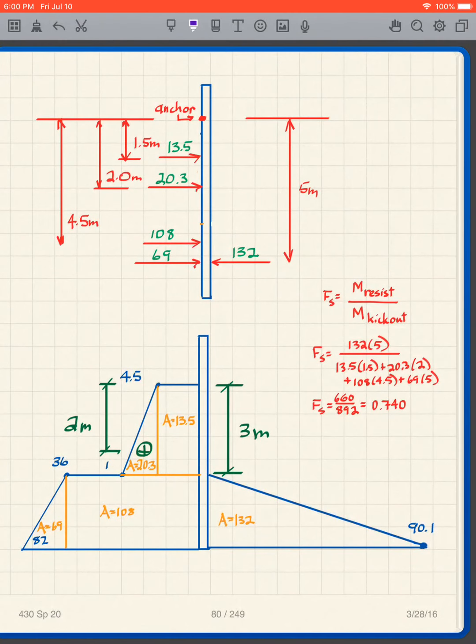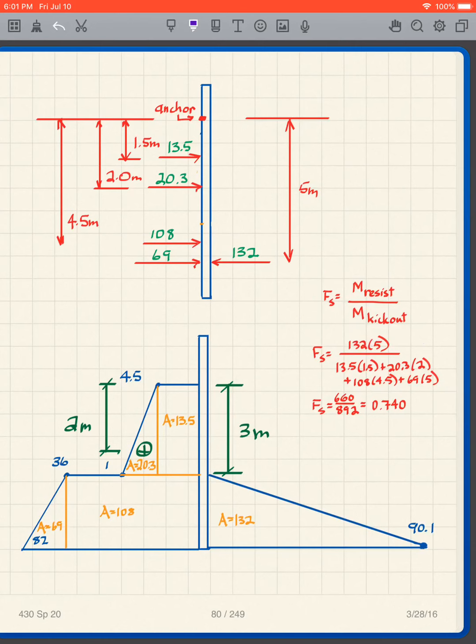Okay, I want to do one last calculation with this problem, and that is to find the factor of safety in a different way. It's going to be defined in a different manner in the sense that, well, it'll still have the same equation, but instead of using the net pressure diagram, we're going to use the total pressure diagram.